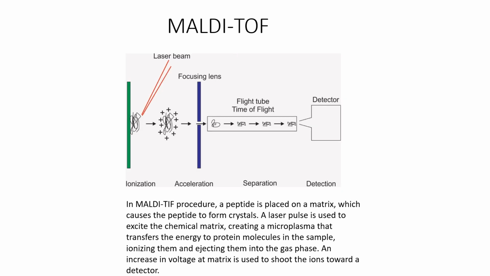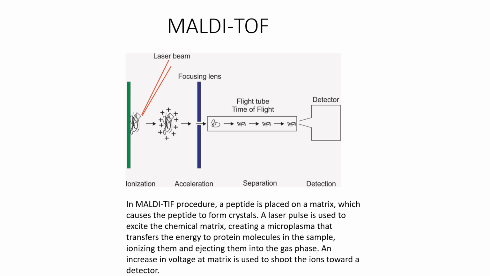In the MALDI-TOF method, a peptide is placed on a matrix, which causes the peptide to form a crystal. A laser pulse is used to excite the chemical matrix, creating a microplasma that transfers the energy to protein molecules in the sample, ionizing them and injecting them into the gas phase. An increase in voltage at the matrix is used to shoot the ions toward a detector.